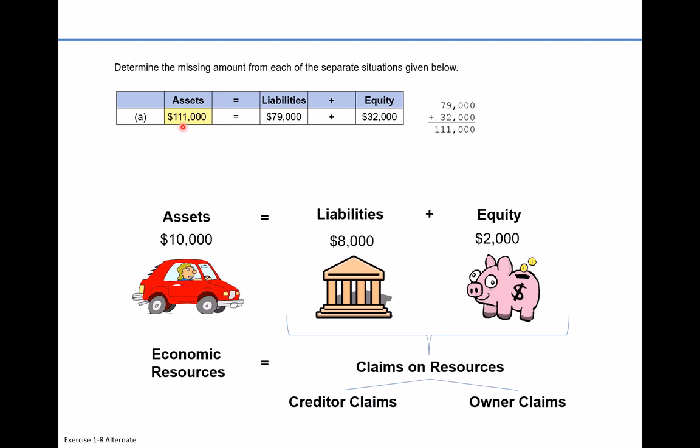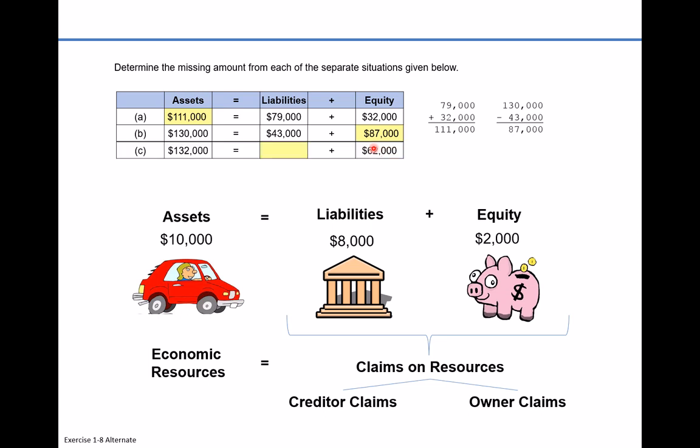Let's move on now to the next one. B says we have assets of $130,000 and liabilities of $43,000, but we're asked to solve for what the equity claims, or the owner claims, are. Well, we just use a version of that same equation. This time we'll take assets of $130,000, subtract out liabilities of $43,000, and that tells us that equity, or owner claims, have to be $87,000.